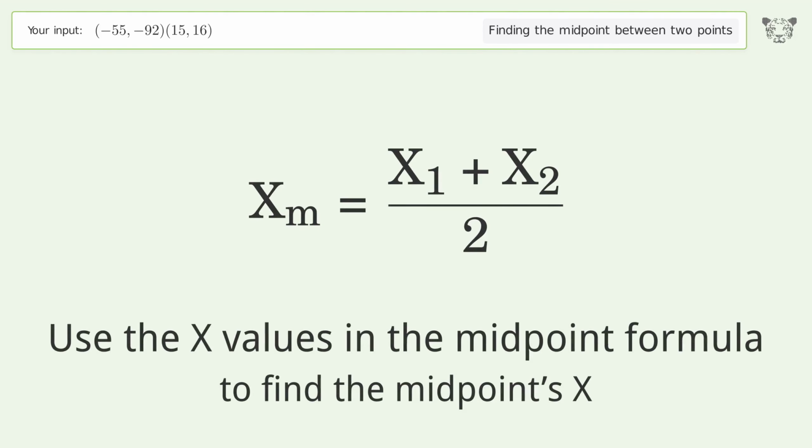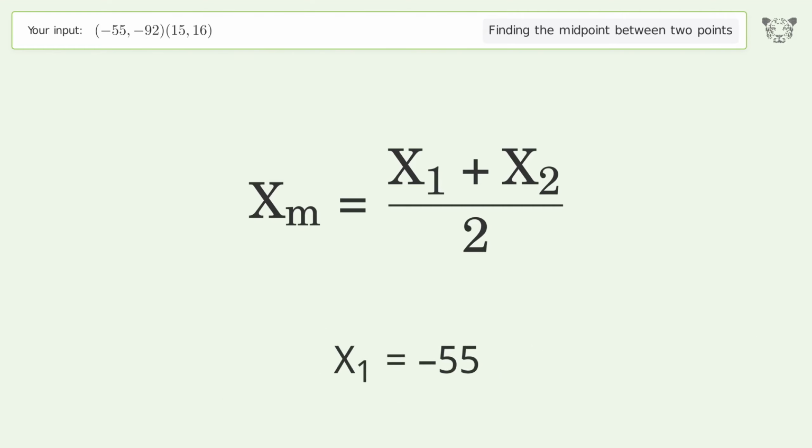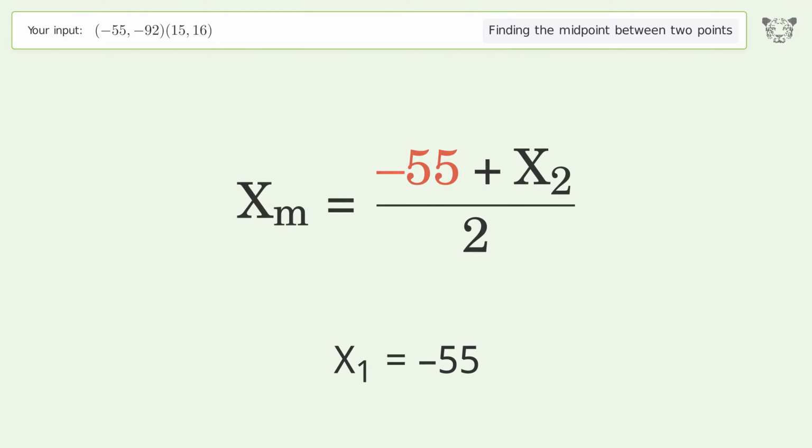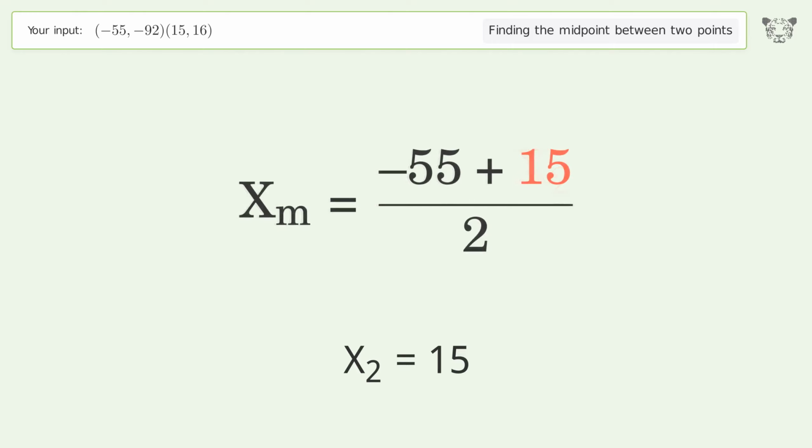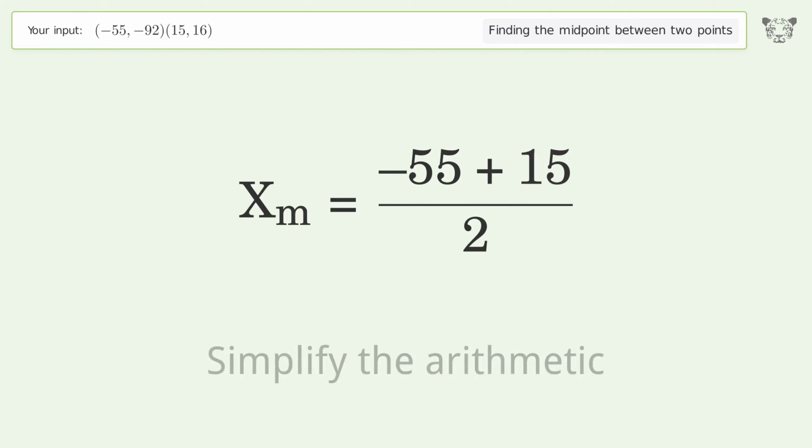Use the x values in the midpoint formula to find the midpoint's x. x1 equals -55. x2 equals 15. Simplify the arithmetic.